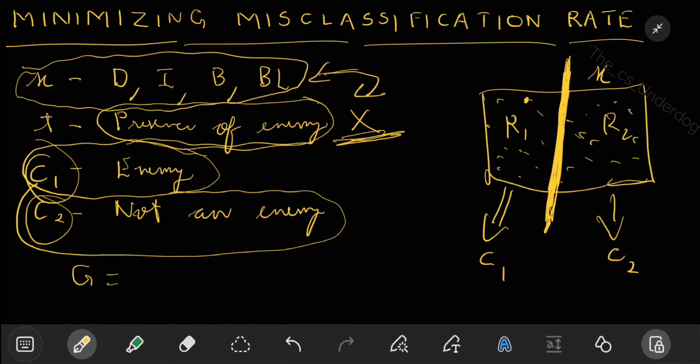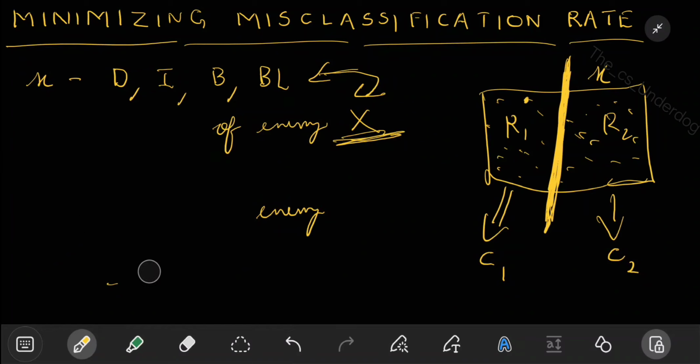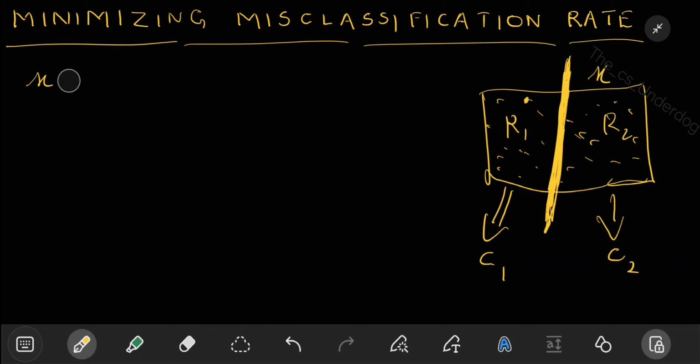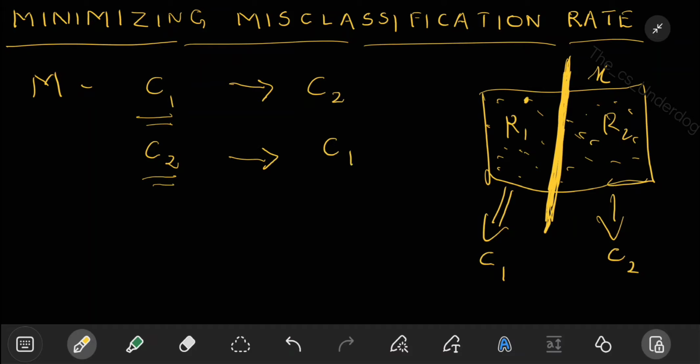Now, you understood the concept of boundary, decision boundary. What is a mistake? I'll rub this off. When will you commit a mistake? Either when the input vector belongs to class C1. Let's say actually it is class C1, but you assigned it to class C2. This is a mistake, right? Similarly, if it actually belongs to C2, but you assigned it to C1, both these are the two types of mistakes you can commit while doing this particular classification.